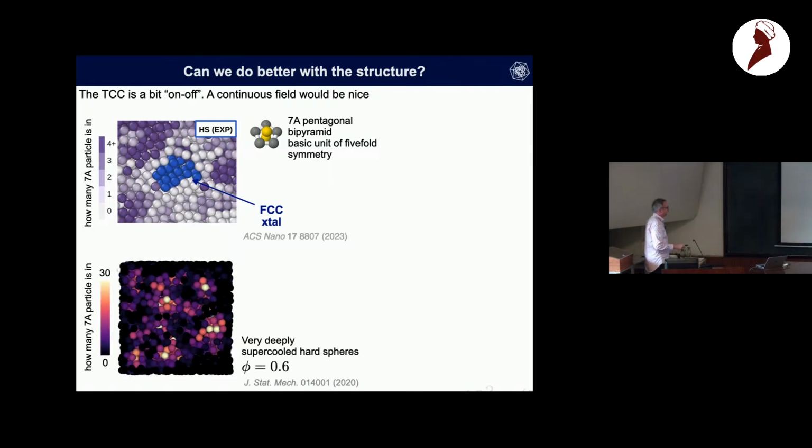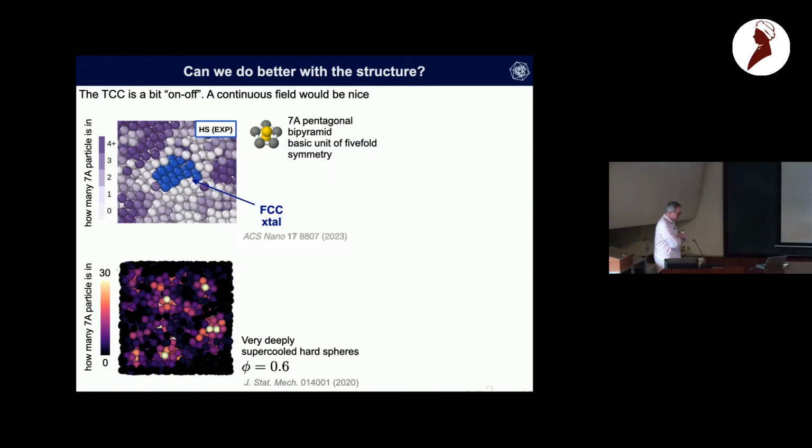Here we've done it in our deeply supercooled experimental data. Here these cream particles are in 30 of these pentagonal bipyramids, and as we move away, then we get further away. So obviously it's still discrete, but it's moving towards a continuous field of, in this case, fivefold symmetryness.